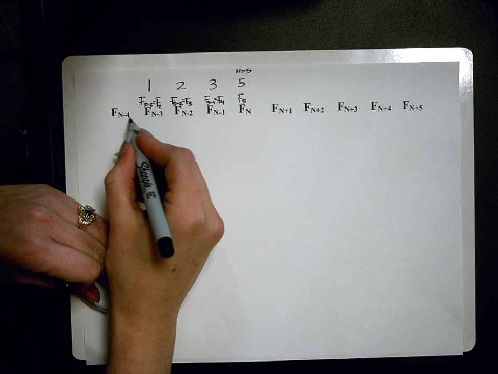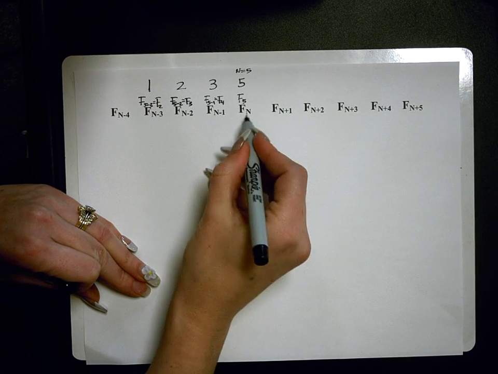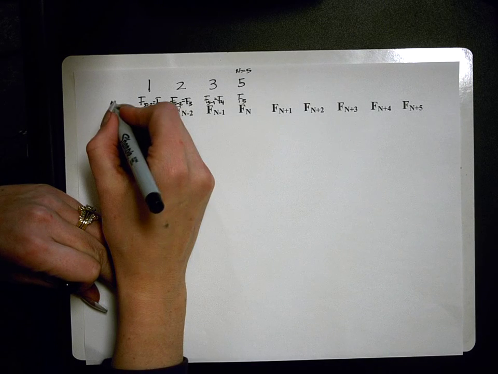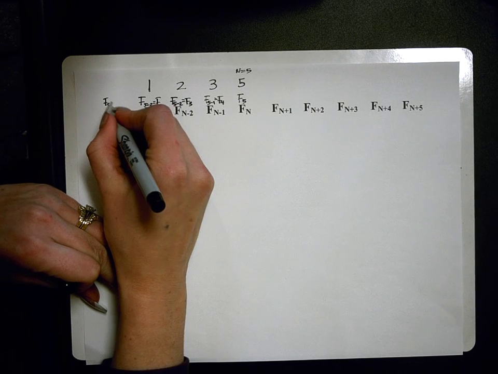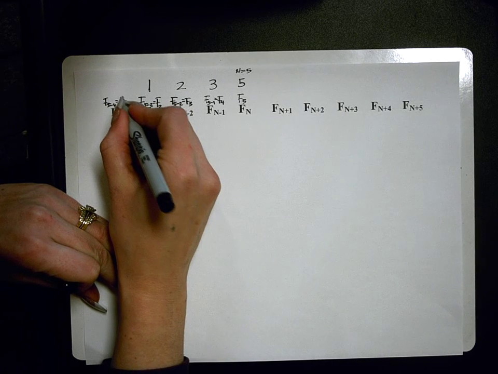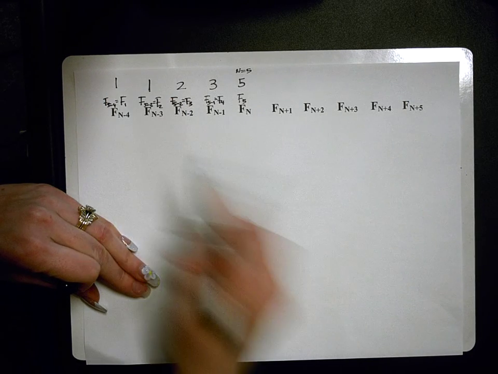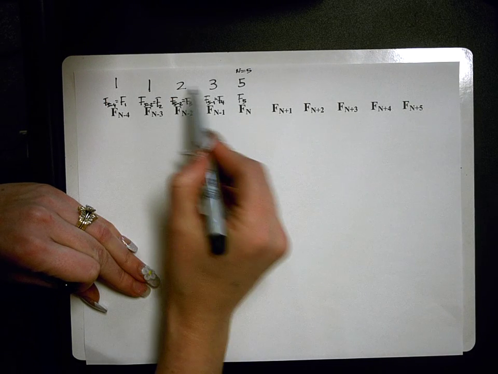And then lastly, this represents 4 terms before the nth term. So 1, 2, 3, 4, which would be f sub 5 minus 4, which ends up being f sub 1, which means the first Fibonacci number is 1. So here we go, the Fibonacci sequence: 1, 1, 2, 3, 5.